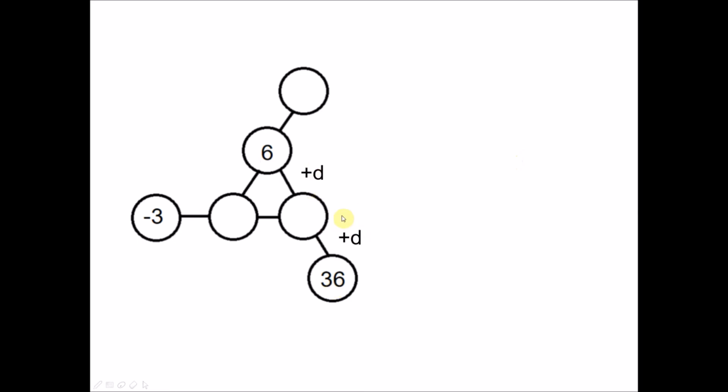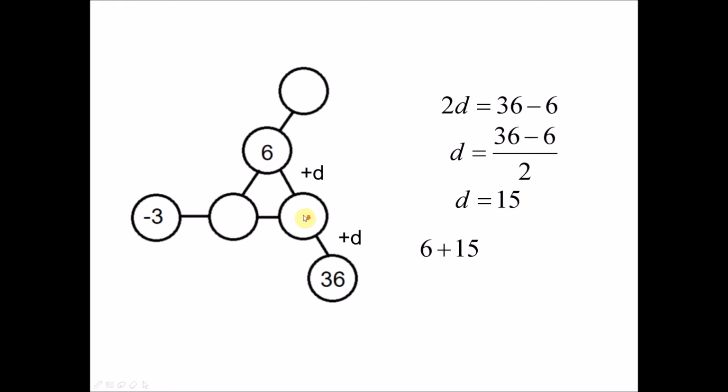So in order to find the common difference here, 2D equals 36 minus 6 to find this value in between. So 2D equals 36 minus 6, which is 36 minus 6 divided by 2, and you get 15. Meaning that 6 plus 15, you get this number, which is 21. The second term is 21. So we double check: 21 plus 15, you get 36? Yes.